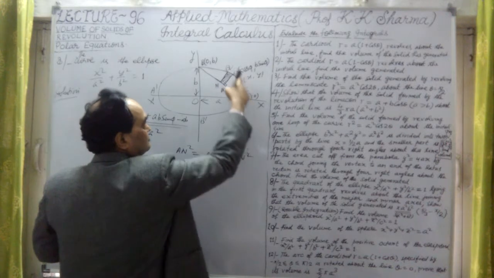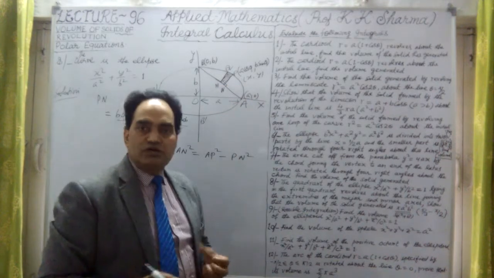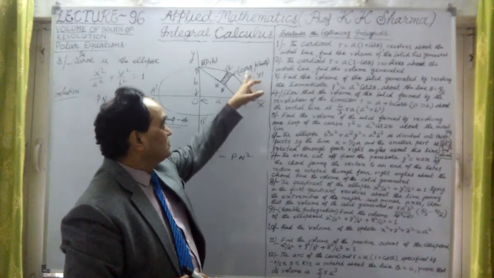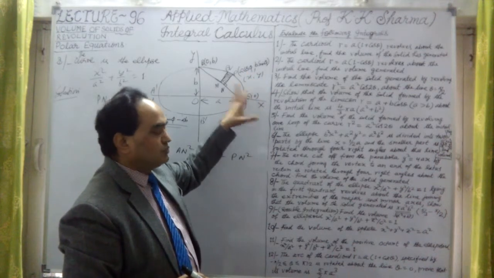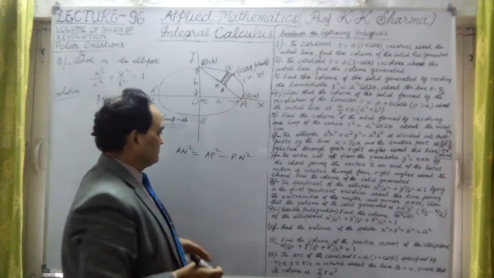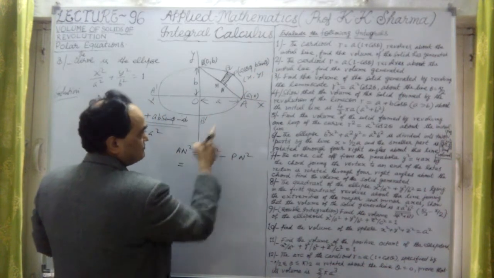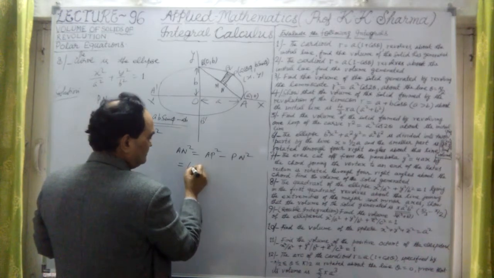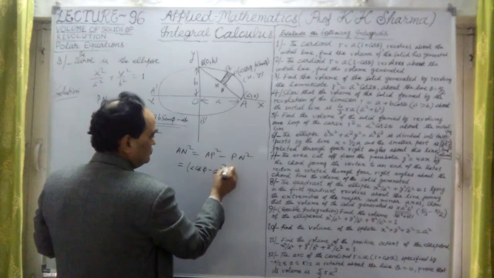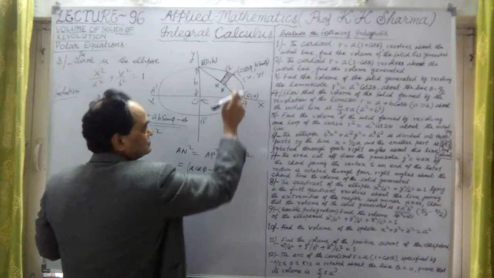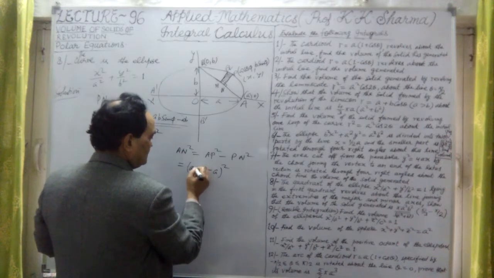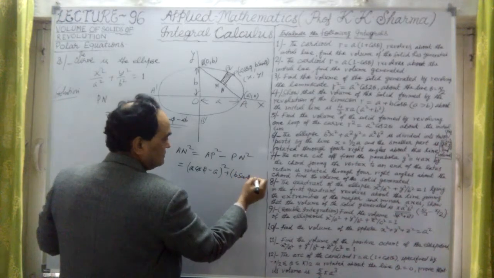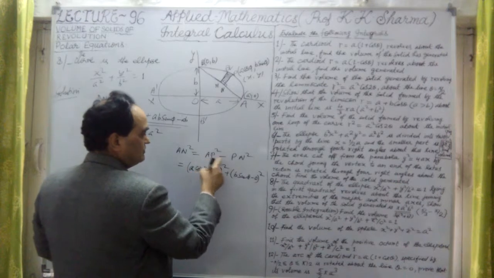Now what is AP square? AP is the distance between two points, obtained by x2 minus x1 whole square plus y2 minus y1 whole square. So AP square is a cos phi minus a whole square, where a is the x coordinate of A, plus b sin phi minus 0 whole square. This is the value of AP square.